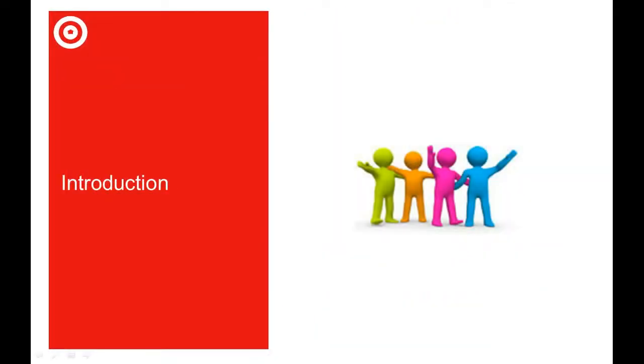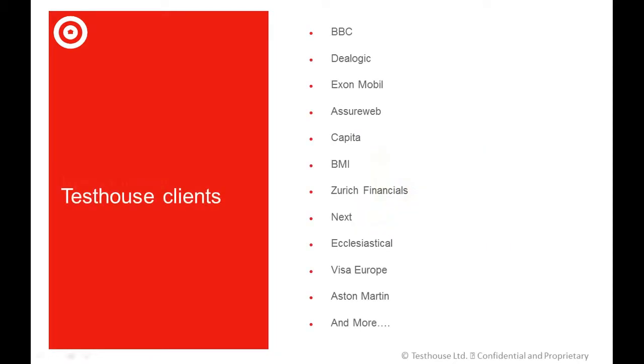Just to reintroduce myself, my name is Ian Holdsworth and I work for Test House, which is a Microsoft Gold ALM partner. We specialise in all things testing and risk management. We have a number of blue chip companies in Europe and worldwide, including the likes of D-Logic, BBC, ExxonMobil, Capita, Visa Europe, to mention just a few, and many more.